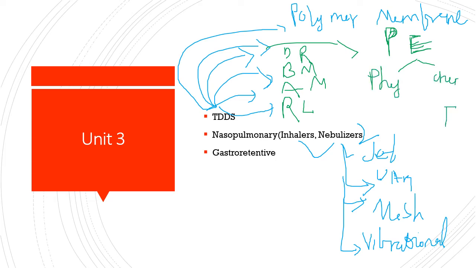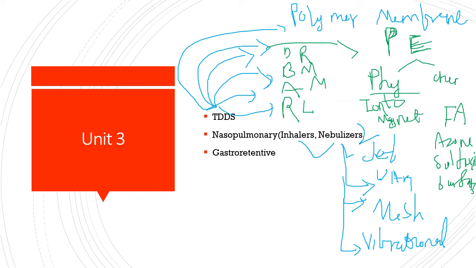Chemical basically include fatty acids, azones, sulfoxides, surfactants. Surfactants only non-ionic like Tweens and Spans. So these are few chemical enhancers. Physical ones include iontophoresis, sonophoresis, where you use ultrasonic waves, magnetophoresis, thermophoresis, etc. These are your physical enhancers, microneedles, and these are your chemical enhancers.